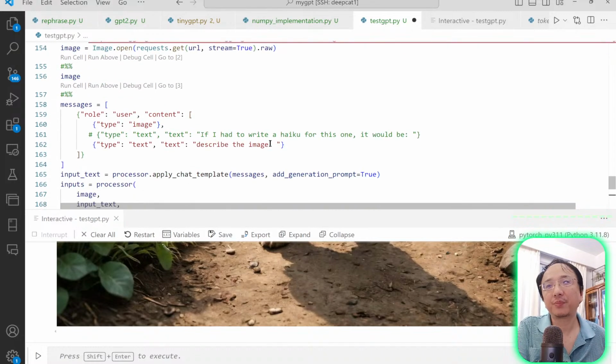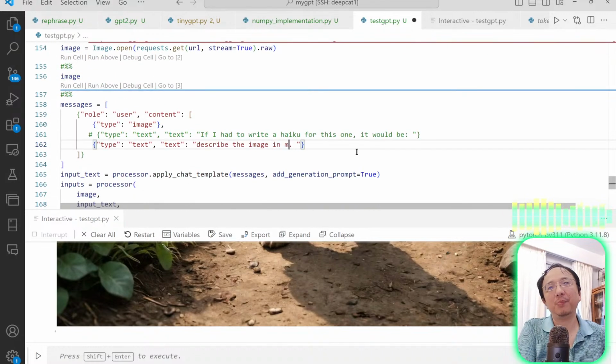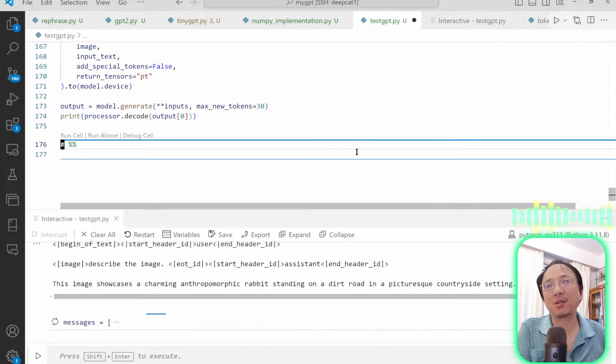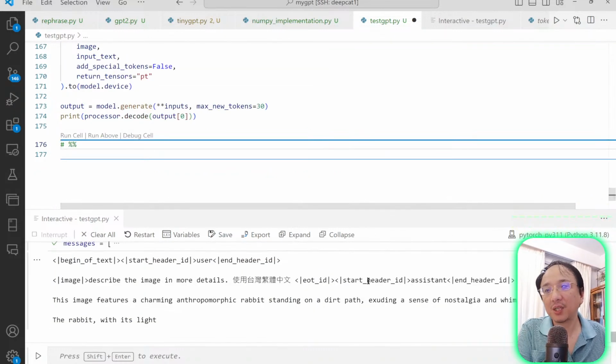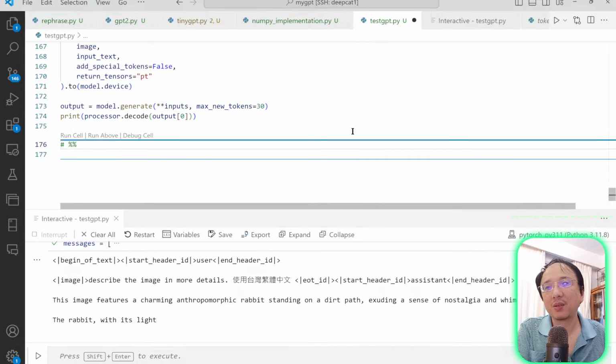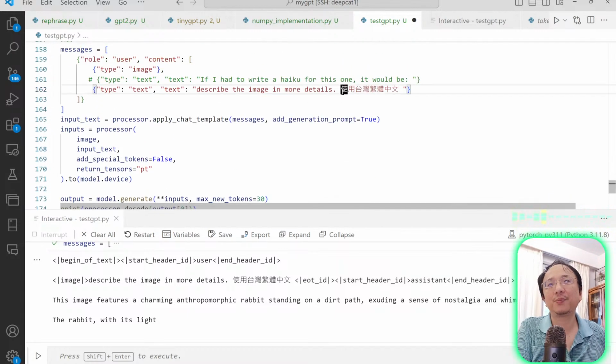In more details. We can also ask it to use Chinese to do the answer. Okay, I'm asking it to use Taiwan's traditional Chinese to answer the question. Oh, okay, it doesn't answer it in Chinese. Let me force it to do that.